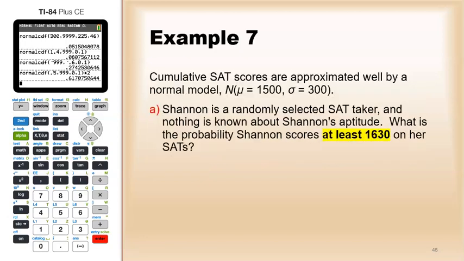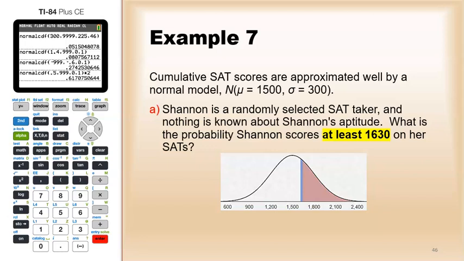All right, one last example. Cumulative SAT scores are approximated well by a normal model where the mean is 1500, standard deviation 300. So Shannon is a randomly selected SAT taker, and nothing else is known about her aptitude. What is the probability that Shannon scores at least 1630 on the SATs?